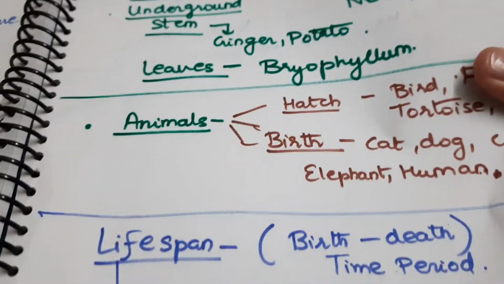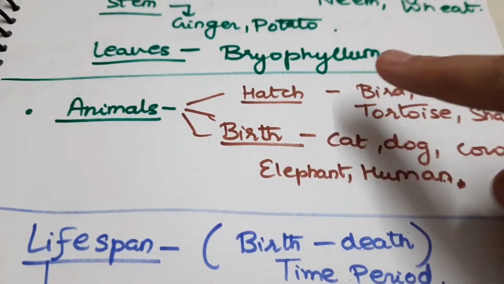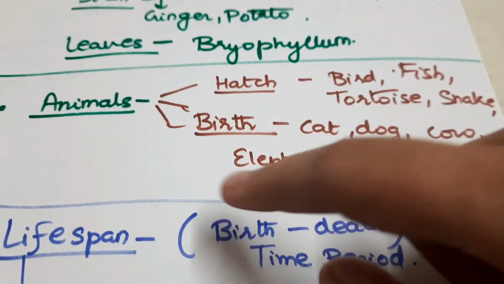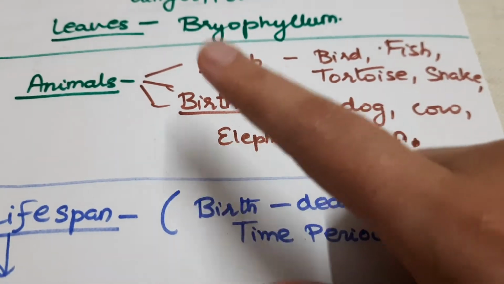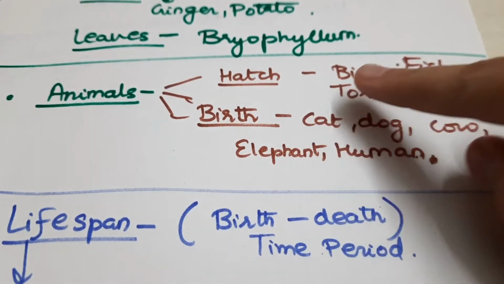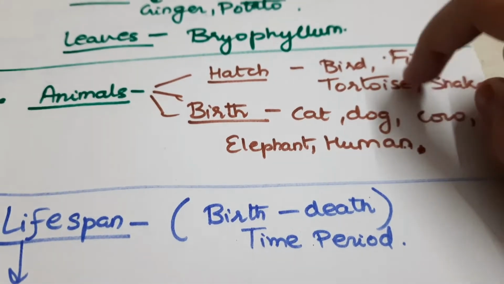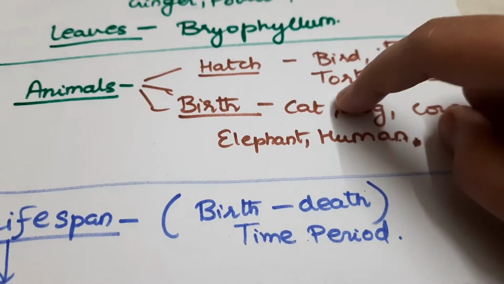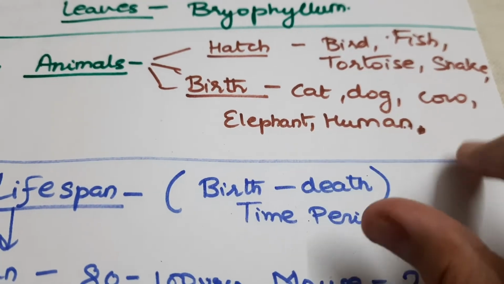Now coming to animal reproduction. In animals there is hatching or birth, okay. If hatching occurs, it is in birds, fish, tortoise and snake. It is observed in them. Birth is in cat, dog, cow, elephant and humans. They give birth to their offspring, okay. So these animals, birds, fish, tortoise, snake, they all lay eggs, and the eggs hatch and produce new ones. And in birth: the cat, dog, cow, elephant and human.